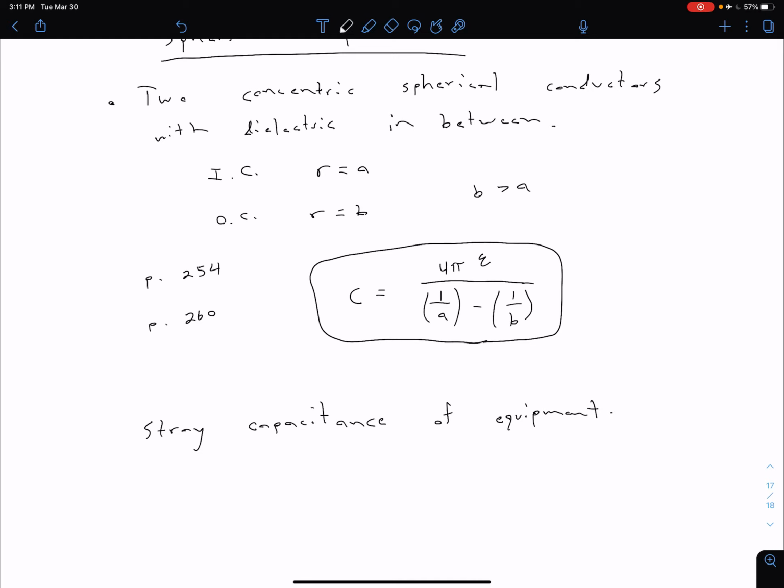This can be done by letting that outer radius B go to infinity. If we have equipment that's roughly the size of a sphere with radius A, then if we let B go to infinity, the 1 over B term is going to go away, and the result is going to be a good approximation of the stray capacitance for that equipment. Again, we're approximating the equipment as a sphere with radius A. So not super accurate, but a good first order approximation.